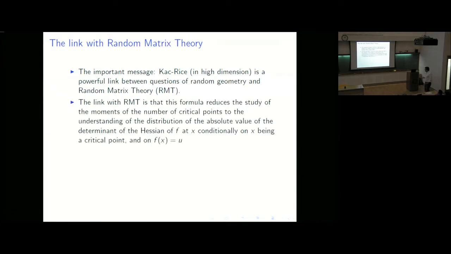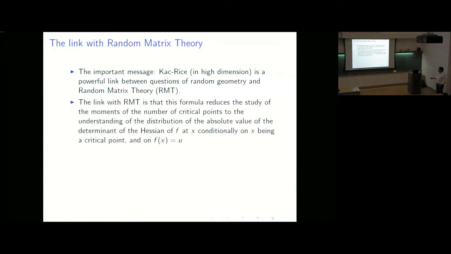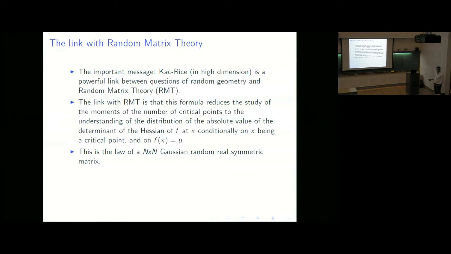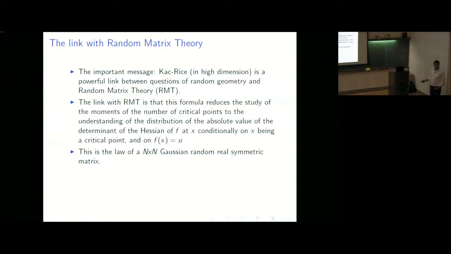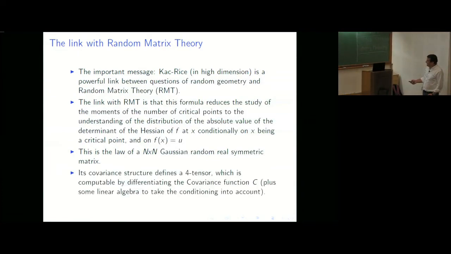So the link with random matrices is what I just said. The formula reduces the study of the moments and the number of critical points to understanding the distribution of the absolute value of the determinant of the Hessian. So the Hessian, as I said, I assume to be Gaussian. It's the law of an n by n Gaussian random real symmetric matrix. So that's my random matrix. But it's not a priori GOE.